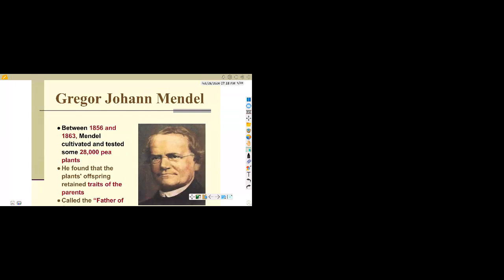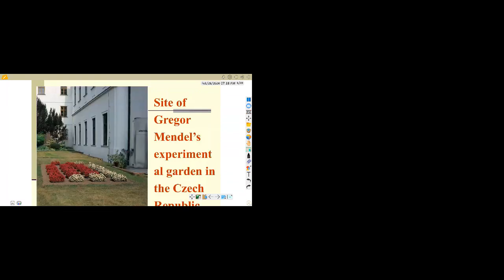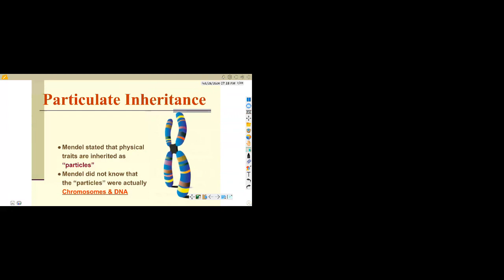All right. This is an important part. He found that the plant's offspring retain the traits of the parents. I already said he was the father of genetics. We're going to skip past some of this. Now, he was one of the first people to document the presence of some biological factor responsible for traits being passed from parents to offspring.